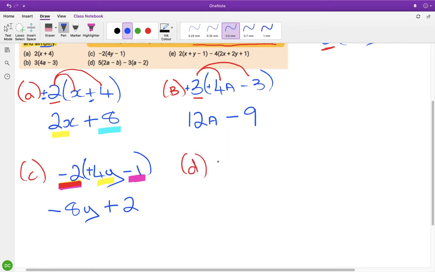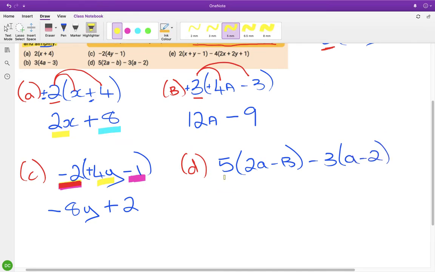So D, okay, this is starting to get more interesting. So we have 5 bracket 2a minus b minus 3 bracket a minus 2. Okay, now this 5 needs to be distributed across this bracket. Okay, and then this minus 3 needs to be distributed across this bracket. So the 5 is multiplied by that first bracket, and the 5's influence stops with the bracket. And then you move on to the second half of the question, where the minus 3 has been multiplied by the bracket, and they're kept separate. And we will have to simplify at the end, but they're separate, okay?